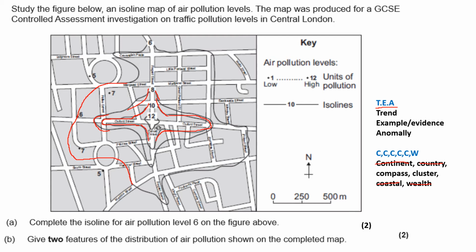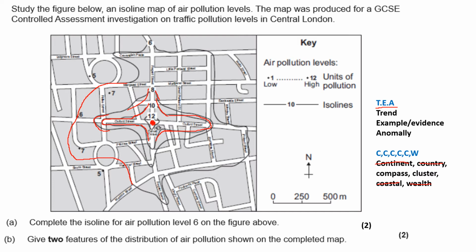So actually, we could say 2 things. We could say that the pollution seems to be highest around Oxford Street, especially where Oxford Street meets Oxford Circus. So around about here, this seems to be our highest level of pollution. We could say that it seems to be there in the middle of the map. That might be a town centre. We can say that pollution seems to extend along the roads. That might be the other thing that you've picked out.